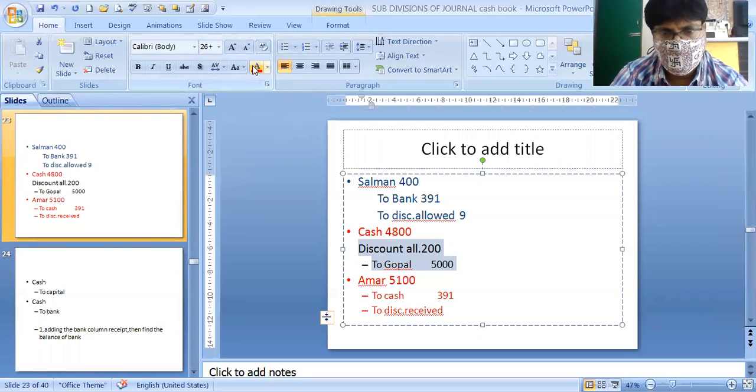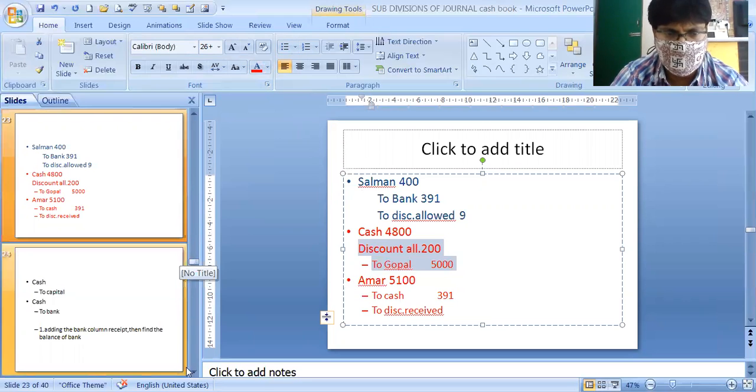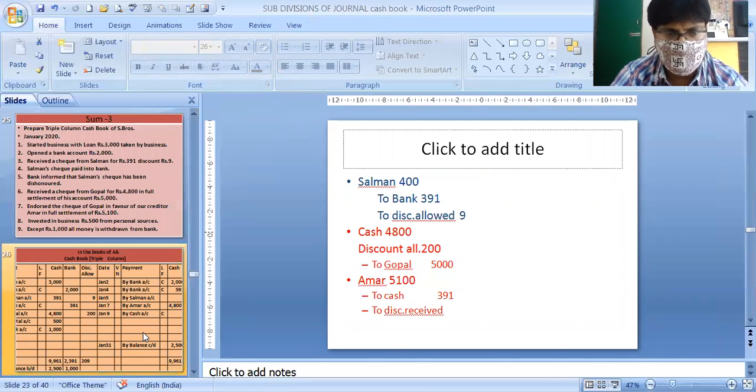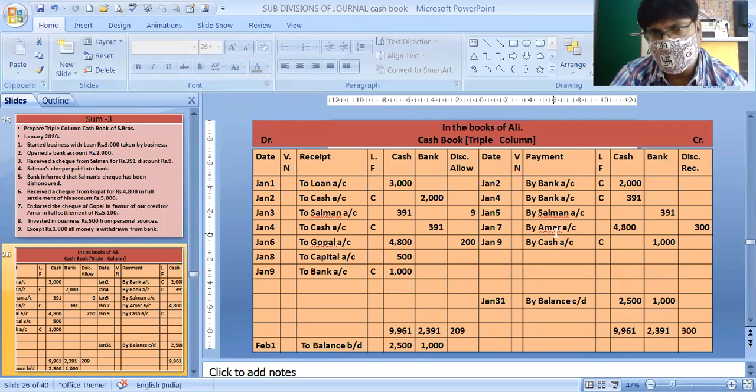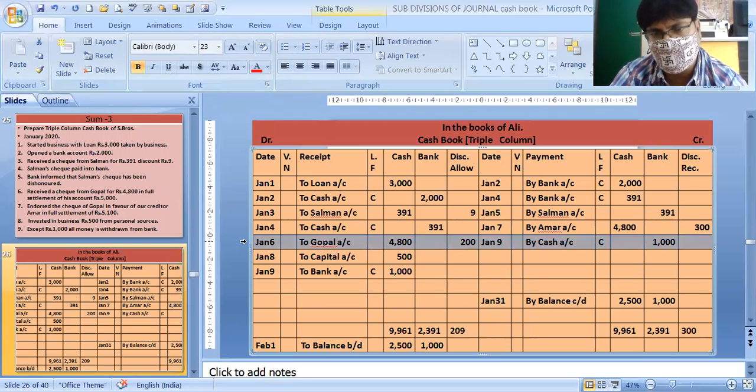That is the entry, students. Cash account debit, discount allowed account debit to Gopal 5,000. So in the cash book, we will be writing to Gopal 4,800 in the cash column and 200 in the discount allowed column.